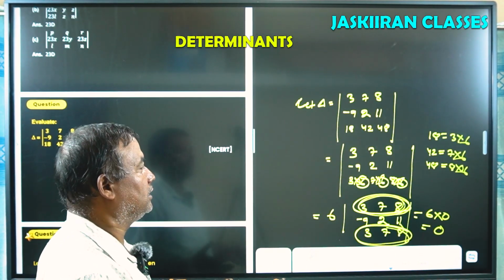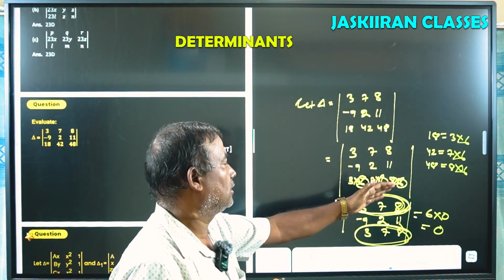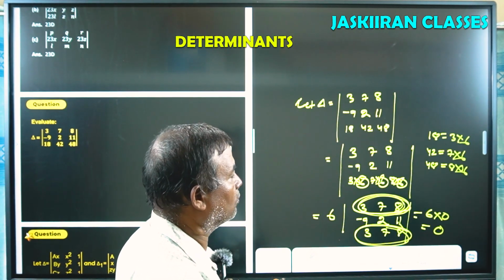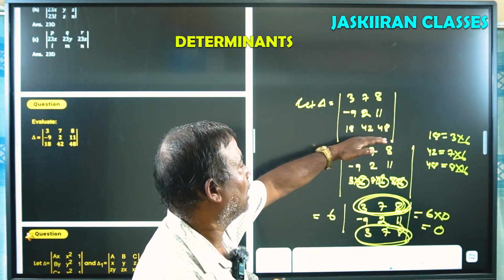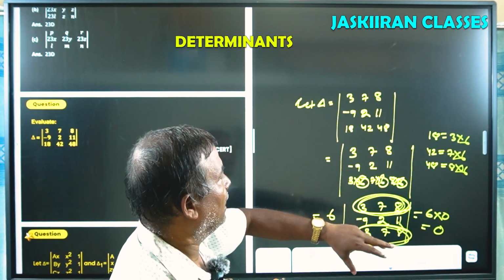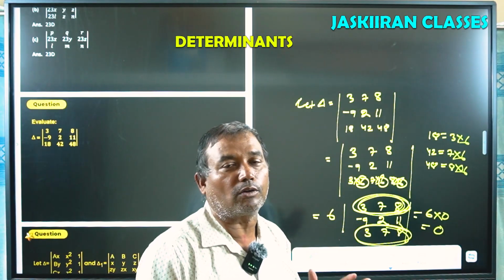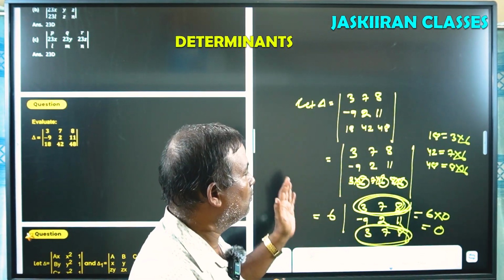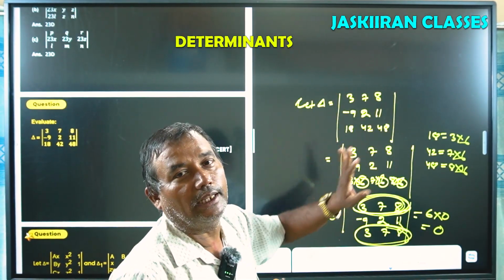So the next property says that a common number can be taken outside of the determinant. Whenever the value of the determinant is 0, check whether any two rows or any two columns are identical. When any two rows or columns are identical, put the value as 0. Otherwise, simplify and then expand.